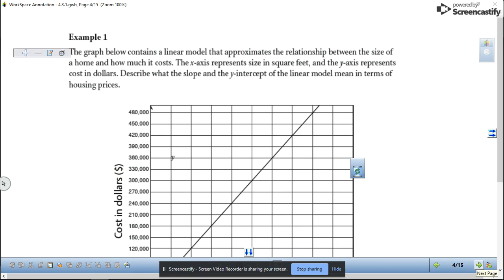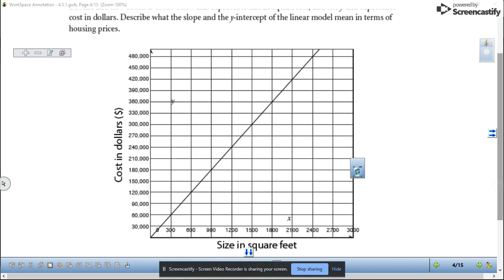First example here. The graph below contains a linear model that approximates the relationship between the size of a home and how much it costs. The x-axis represents the size in square feet, and the y-axis represents the cost in dollars. Describe what the slope and y-intercept of the linear model mean in terms of housing prices. Well, if we're going to do that, the first thing we have to do is find it. You have to calculate it.